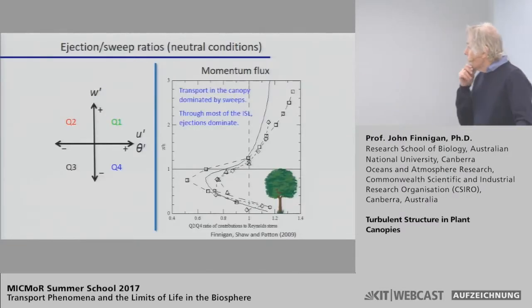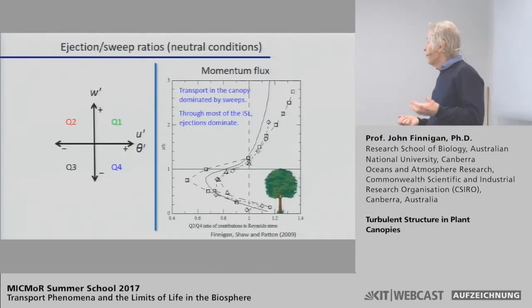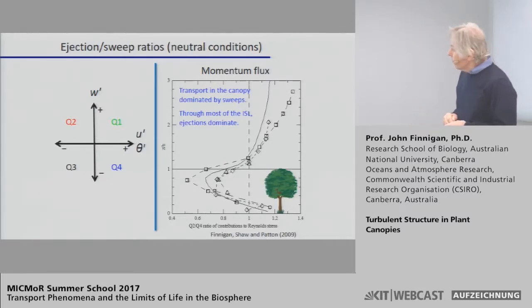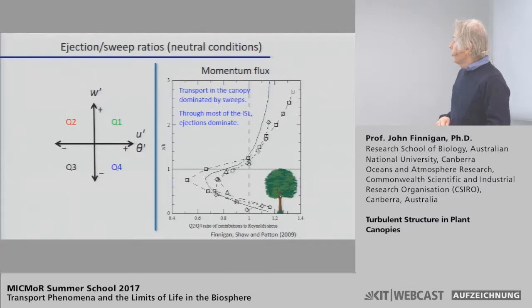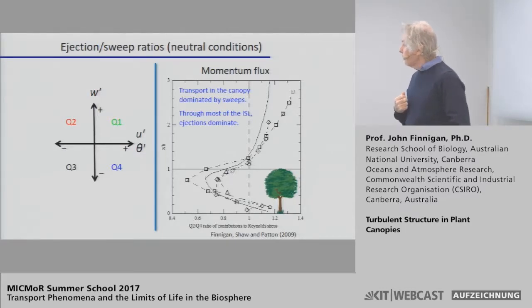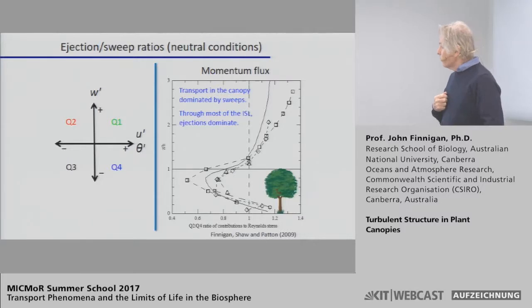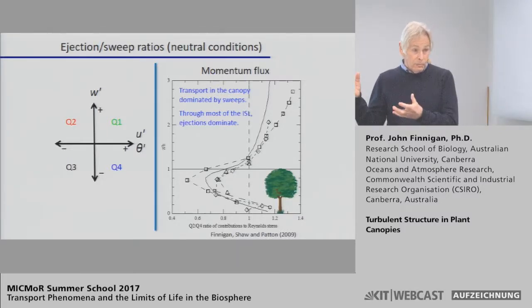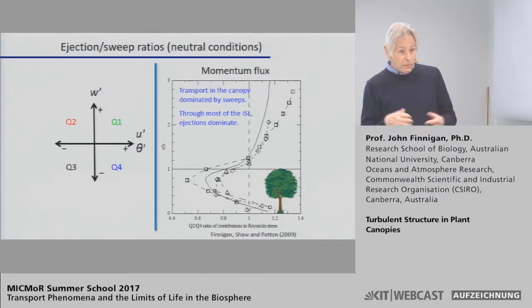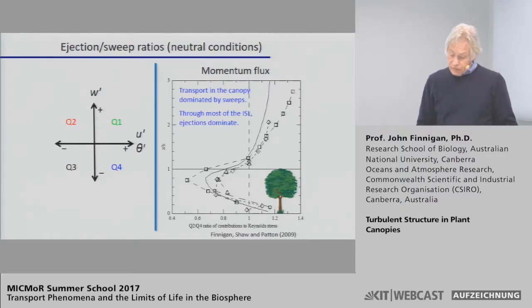In fact, if we plot the ratio of ejections to sweeps, Q2 over Q4, through the canopy airspace and up into the roughness sublayer from a variety of different canopies, we see that that peaks. So in the upper canopy, the sweep quadrant is probably twice as big as the ejection quadrant. So much of the activity in the upper canopy is dominated by sweeps.